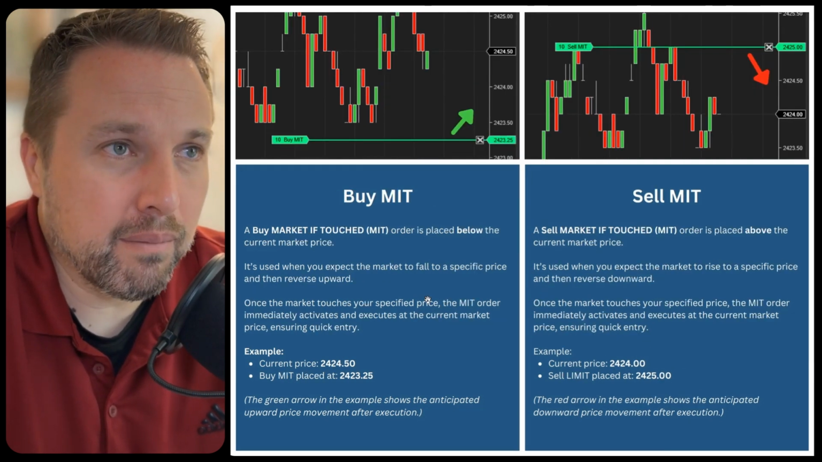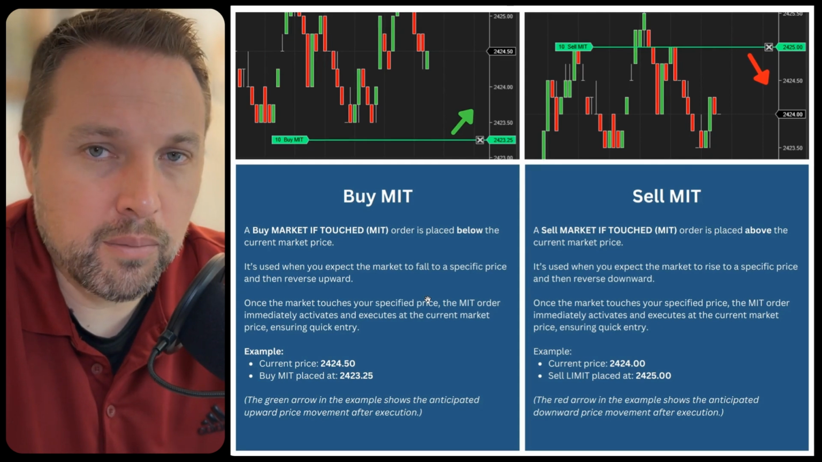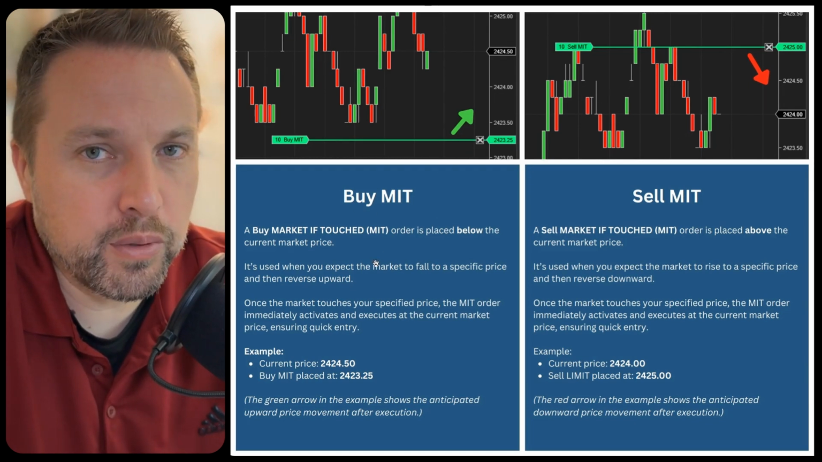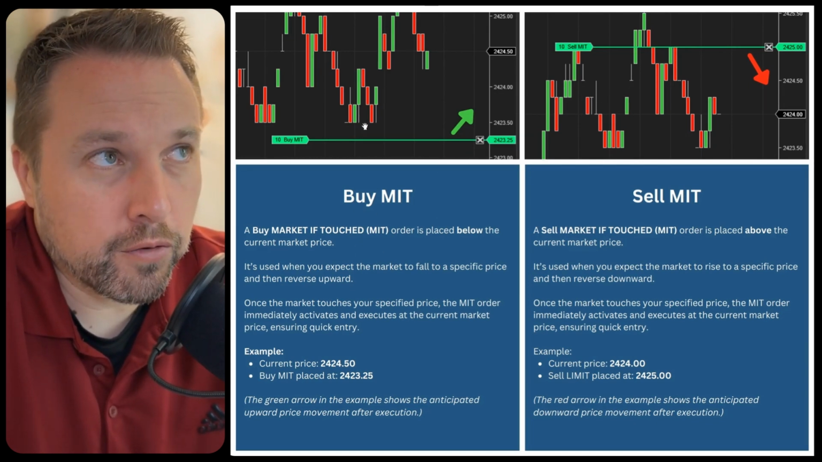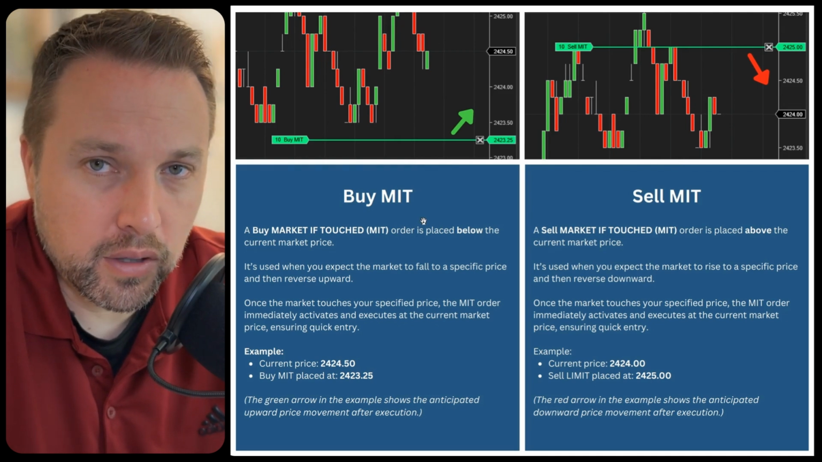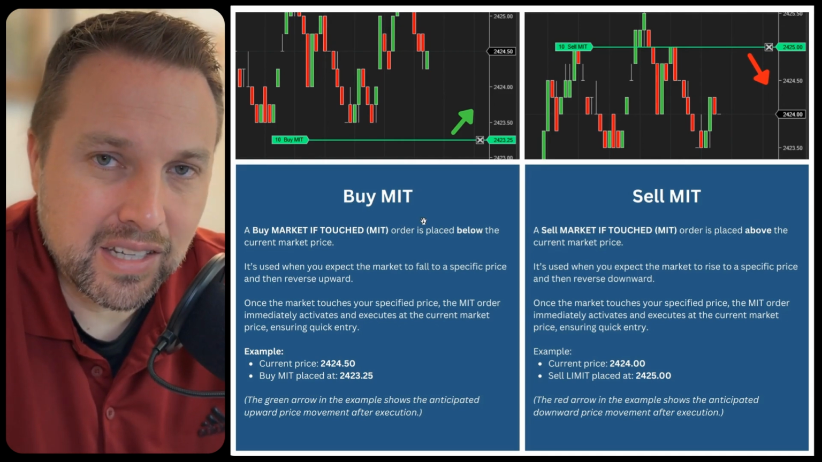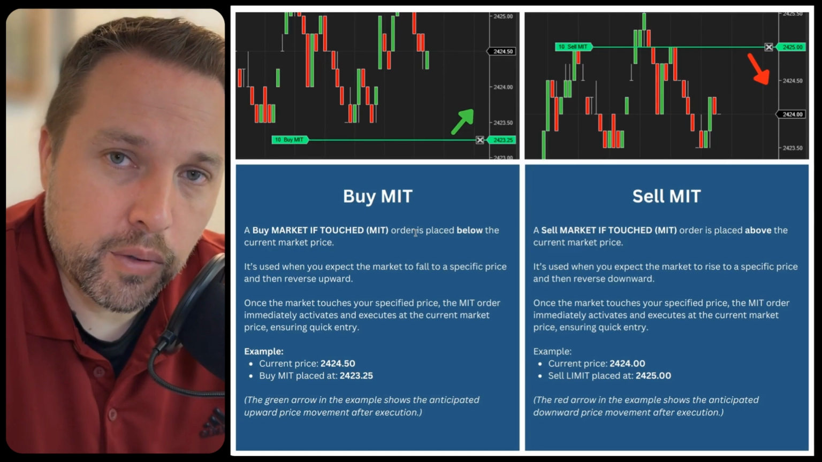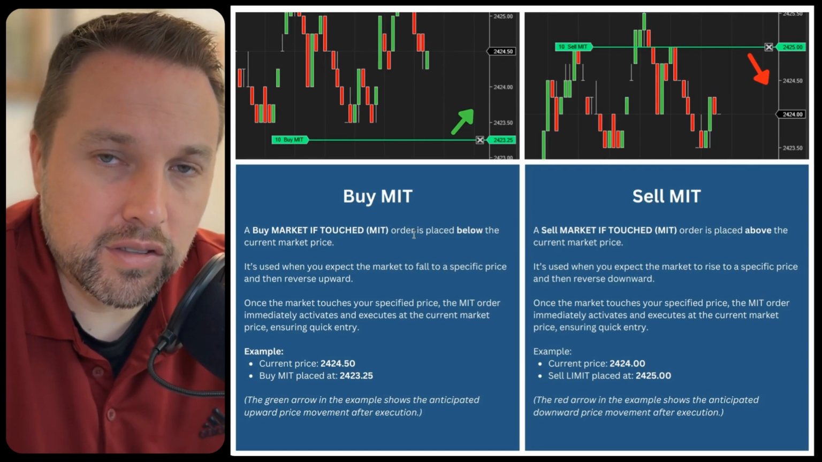Next up, we have the MIT, or market if touched, type order. A market if touched order is similar to a limit in that it's placed below for a long position and placed above for a short position. This order type is almost a hybrid between a stop and a limit, where if we're waiting for a pullback, if we place a limit order, like I mentioned, we're not guaranteed to be filled at that price. If you know you want to be in the market regardless of the fill price, you would use the market if touched instead of a limit order.